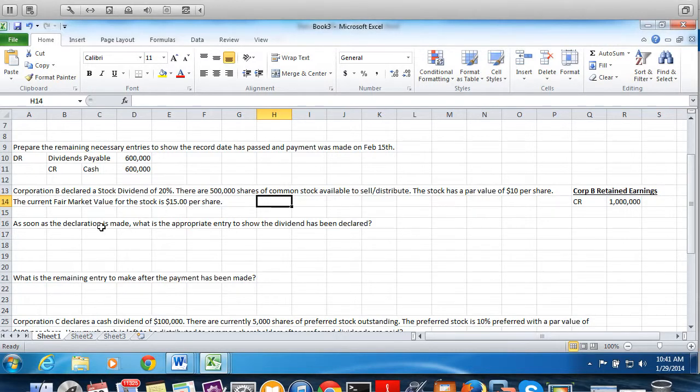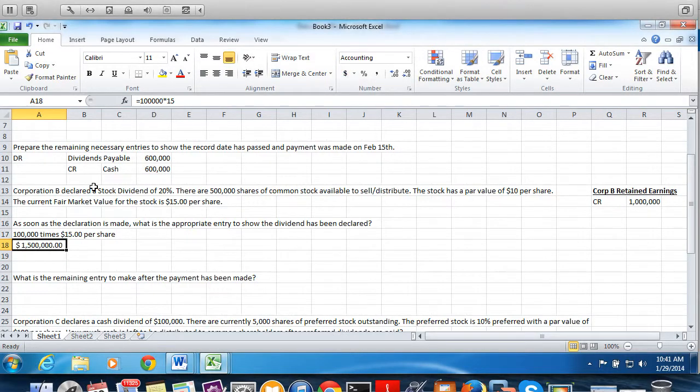So I'll have essentially 100,000 times $15 per share. Okay, so if I just do that in Excel, times 15, and I want to change that to money, 1,500,000. Okay, so 1,500,000 is the cash value of the shares that I'm distributing.